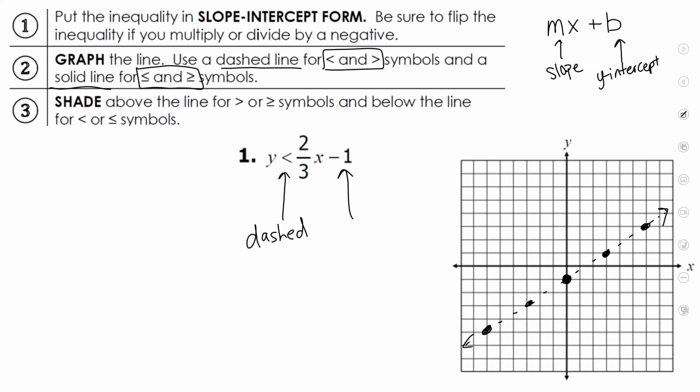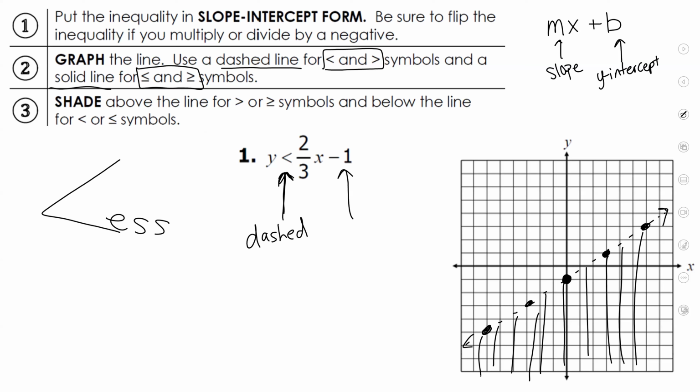Okay, what symbol is this? It's a less than. Guys, remember, this looks like an L for less than. So you're going to put your pencil on your line and go straight down. You shade below for less thans. We want to be less than this line. So this is the side that you shade.